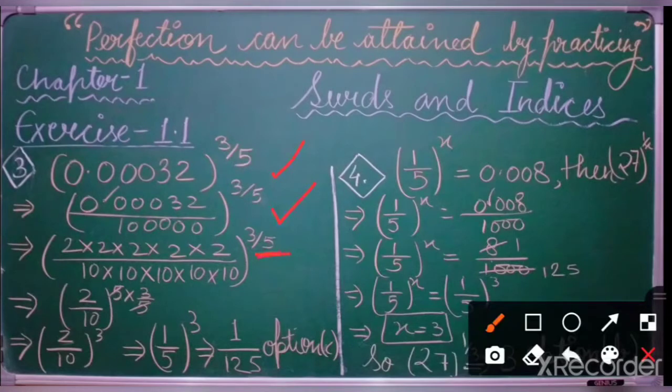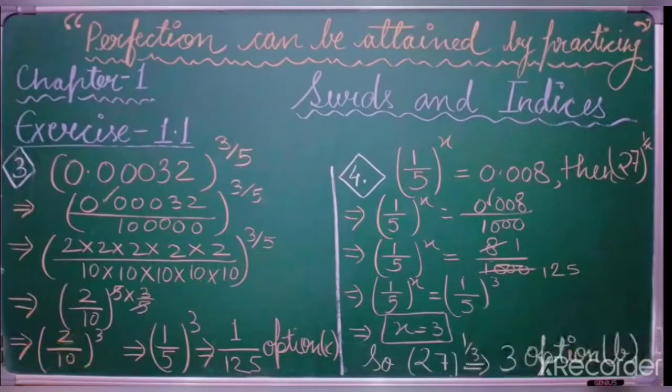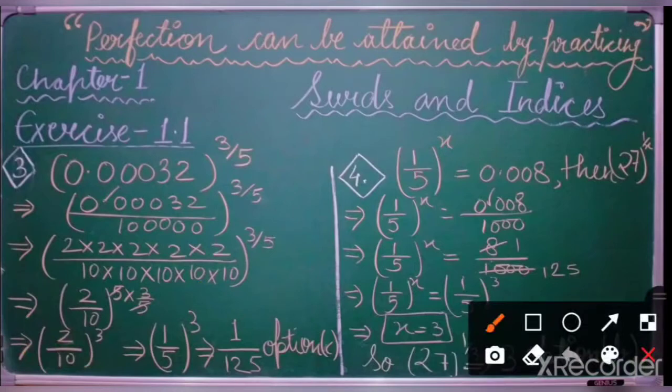So you will keep 2 for 5 times in the numerator and 10 for 5 times in the denominator. You will get 2 by 10 to the power 5 multiplied by 3 by 5. And when you cancel out 5 by 5, you will get 2 by 10 to the power 3. You can simplify 2 by 10 as 2 1s are 2 and 2 5s are 10. So you would get 1 by 5 to the power 3, which is nothing but 1 upon 125. So your option C would be the correct answer. Let's see the fourth part.